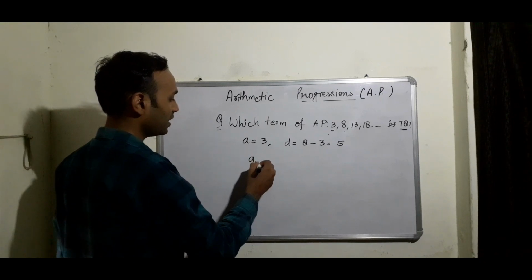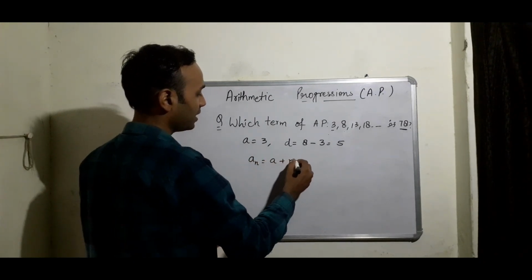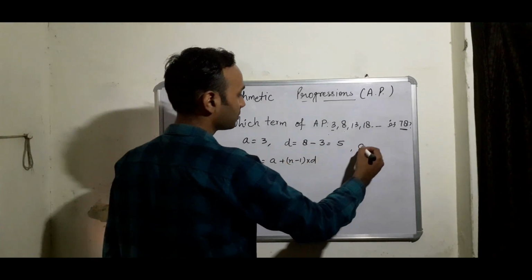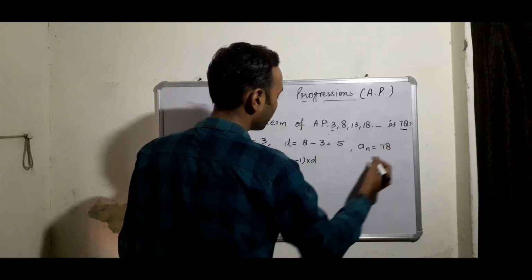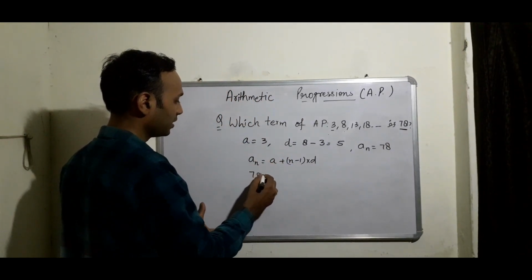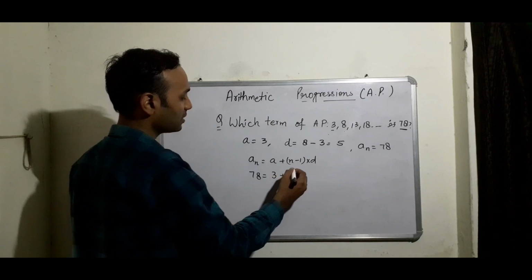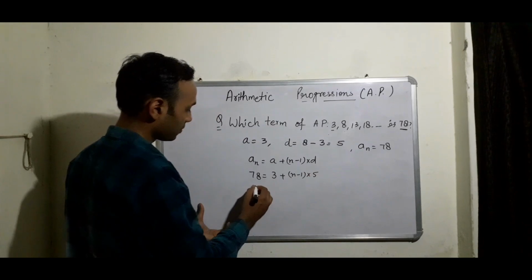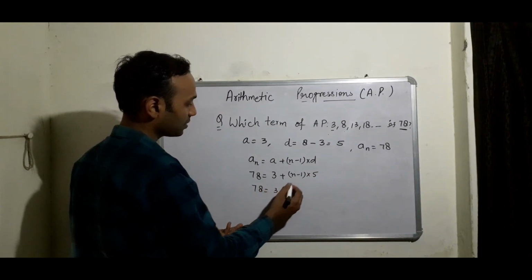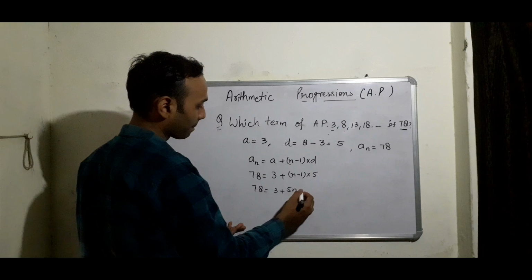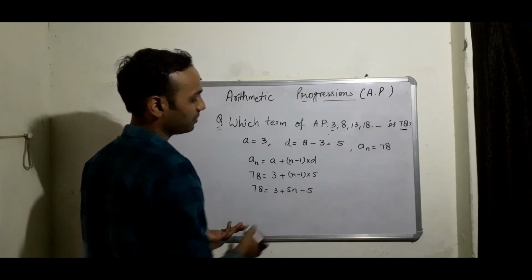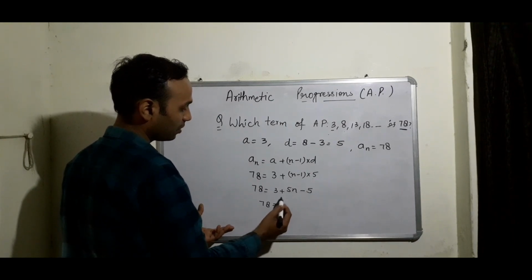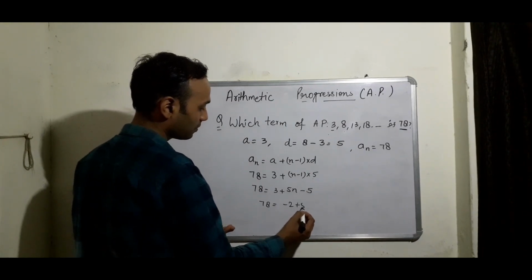Now put in the formula an equals a plus (n minus 1) into d. Here an is 78. Put all these values in. 78 equals 3 plus (n minus 1) into d, which is 5. So 78 equals 3 plus 5n minus 5 into 1, which is 5. Now we subtract these numbers: 78 equals minus 2 plus 5n.